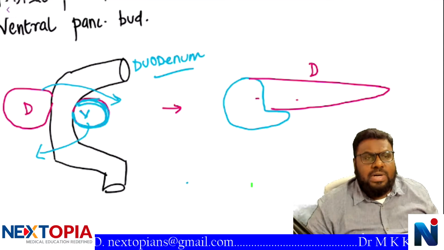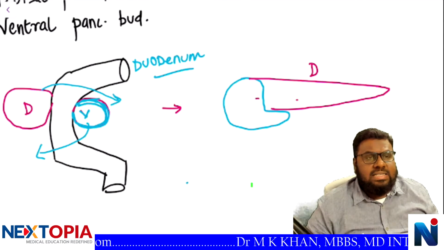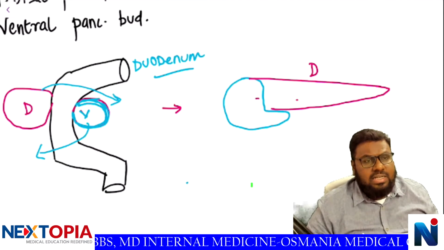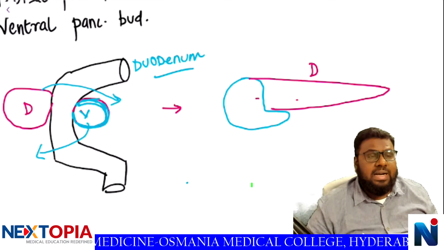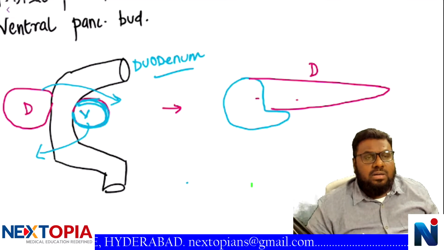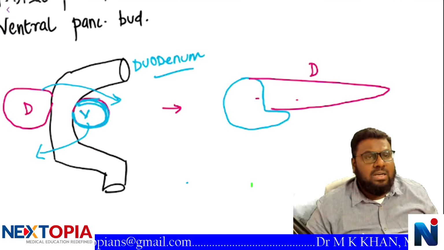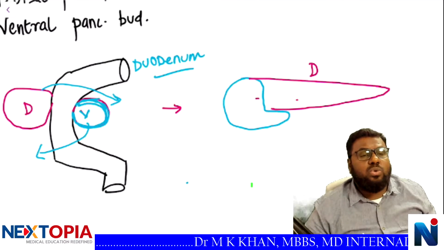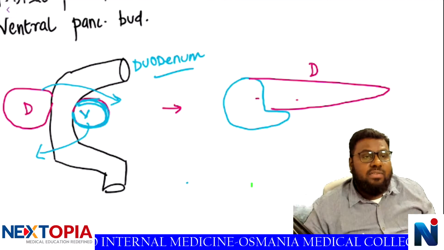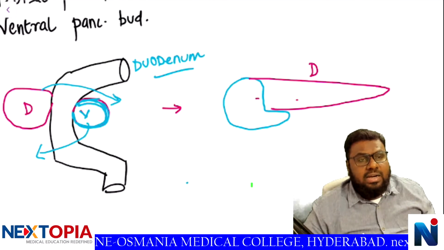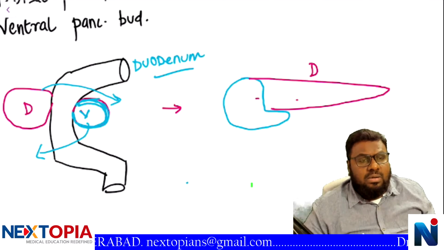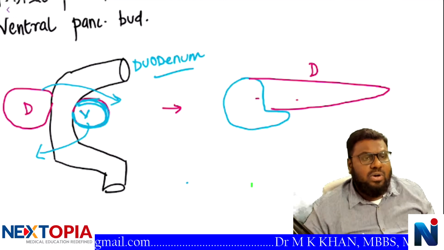These pancreatic buds have a duct system. Initially, the duct systems of each of these buds open separately into the duodenum. The opening of the dorsal pancreatic duct is 2 centimeters proximal to the ventral pancreatic duct. They differ by 2 centimeters. The ventral pancreatic bud and the bile duct have a common opening in the duodenum, and we call it the common duodenal papilla, the major duodenal papilla.